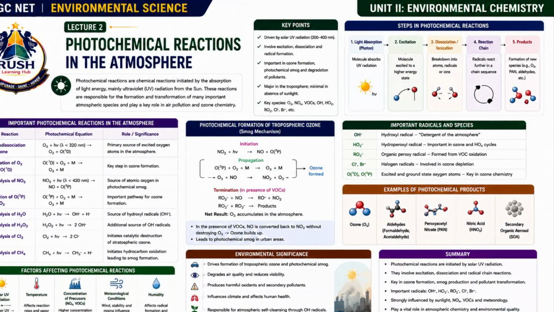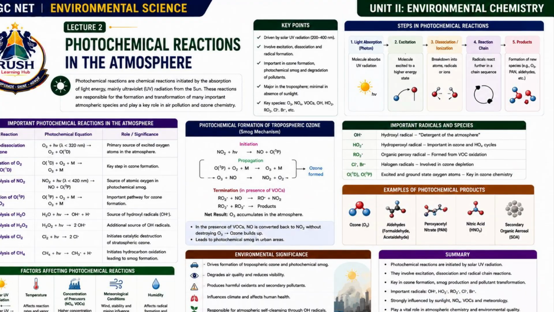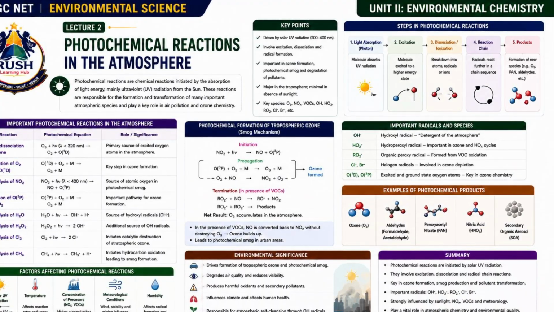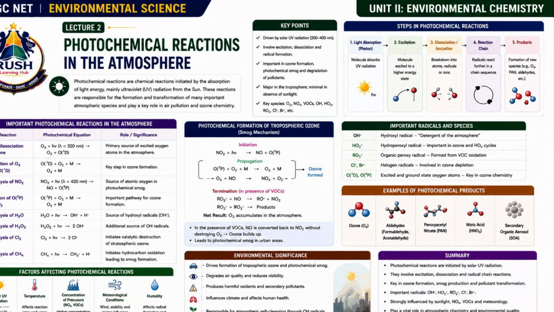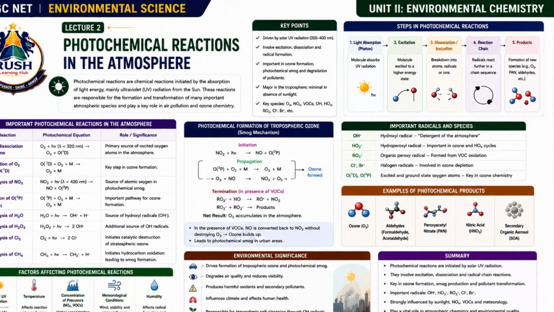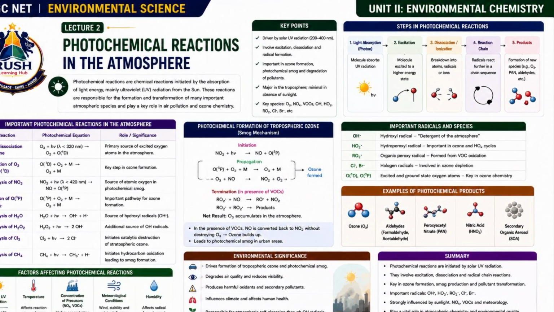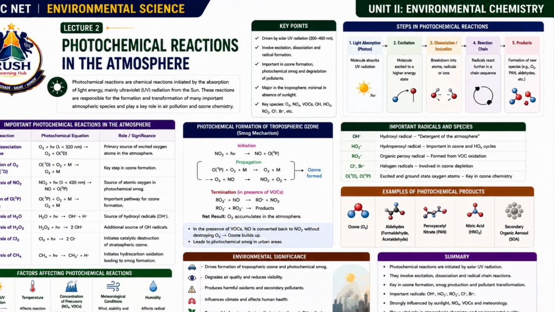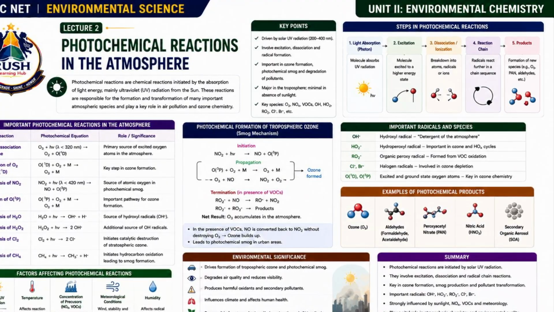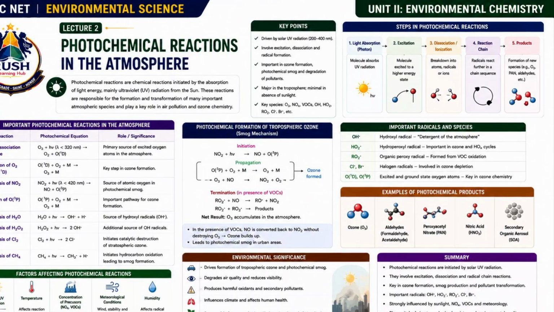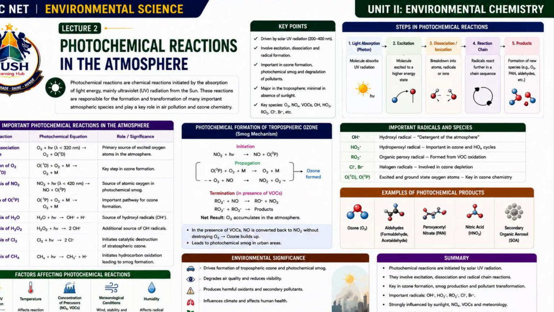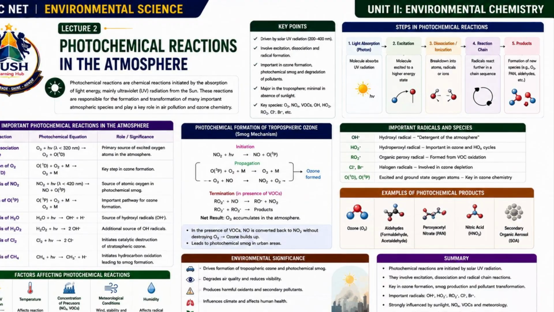Now let's understand the major steps involved in photochemical reactions. The first step is light absorption. A molecule absorbs ultraviolet radiation from the sun. The second step is excitation. The absorbed energy raises the molecule to a higher energy state. The third step is photodissociation. Chemical bonds break and reactive species are generated.